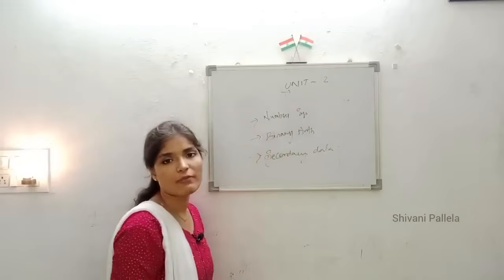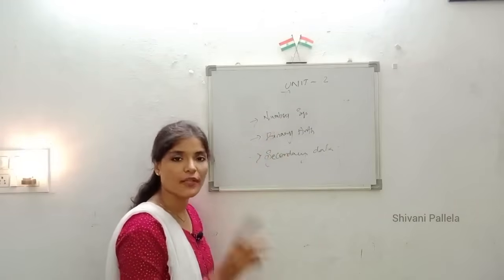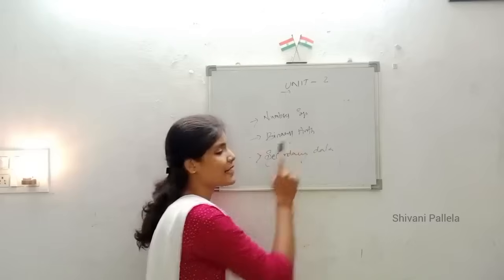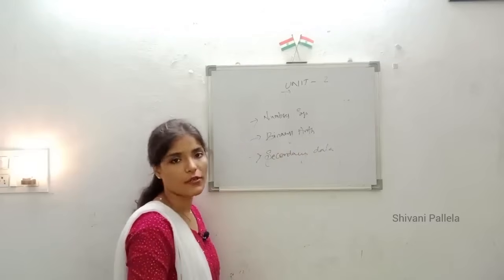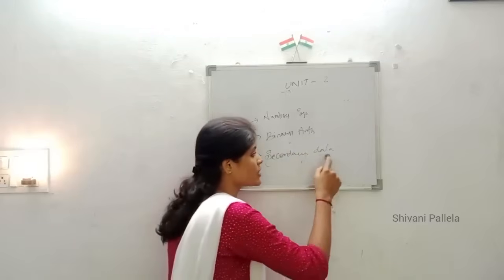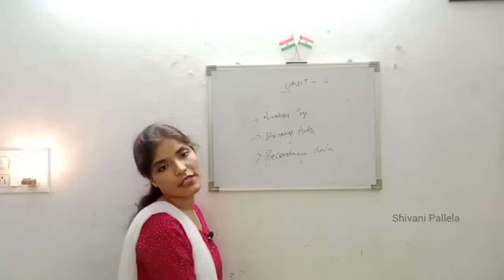Number system, what is meant by number system? One answer you will get there, that you need to be perfect. Binary arithmetic means what? That is also you need to be perfect. Secondary storage of data, that is also an important question.